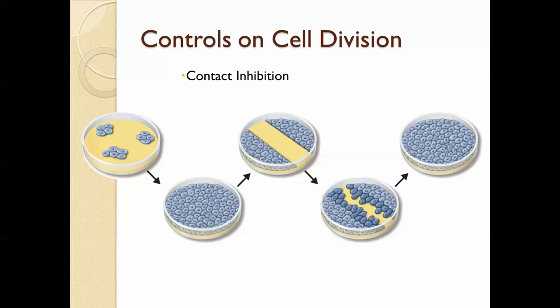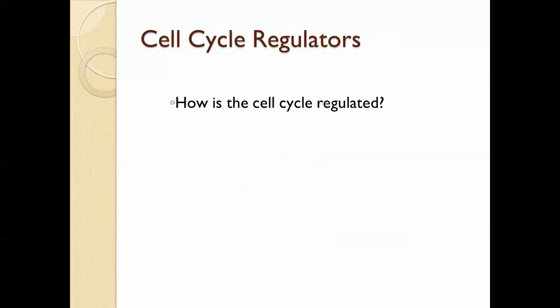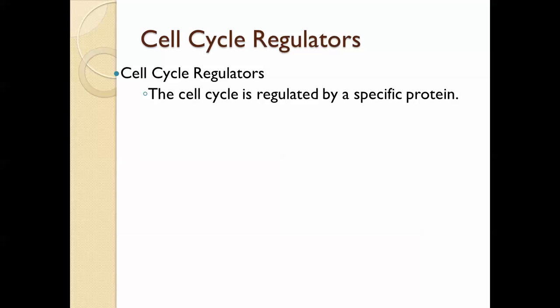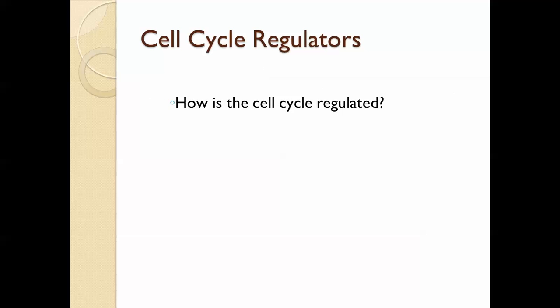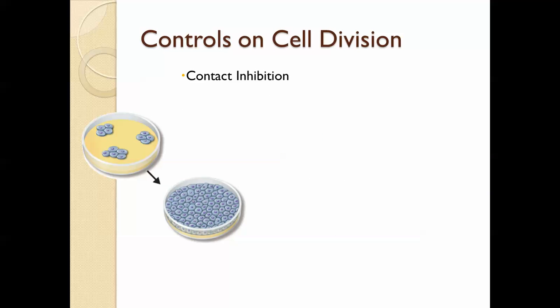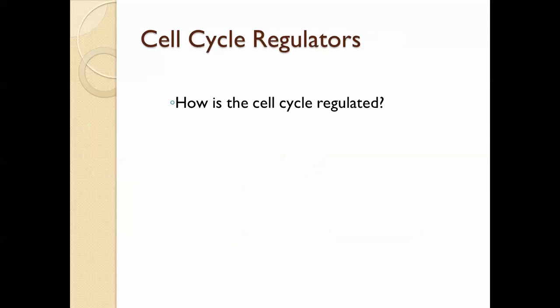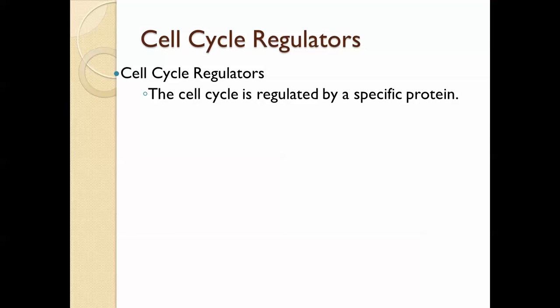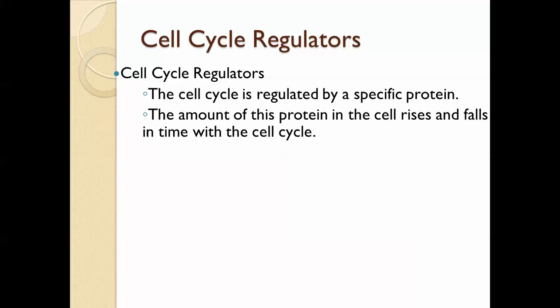So the cell's ability to stop growing when it comes into contact with another cell is called contact inhibition. That's just one way that the cell cycle is regulated. Now we're going to look at some other ways the cell cycle is regulated, and they are regulated by a specific protein. This process, contact inhibition, is regulated or controlled by a specific protein. And the amount of this protein in the cell rises and falls in time with the cell cycle.